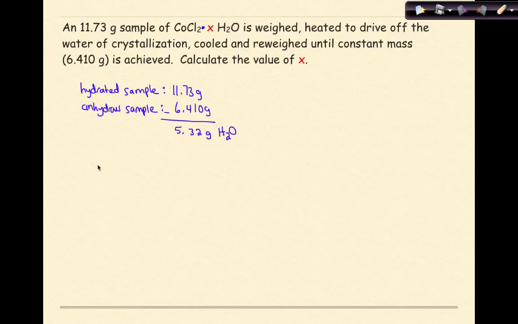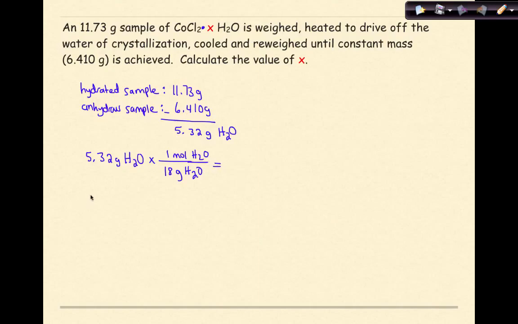The next step is to convert your mass of water, in other words 5.32 grams of H2O, into moles. So I'm going to set up my problem here. I know that there's 18 grams of water in 1 mole of water, 1 mole H2O, and I'm going to find the moles of water.